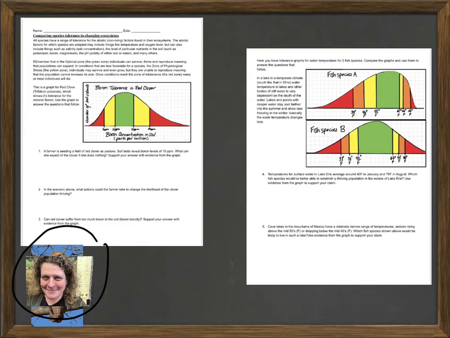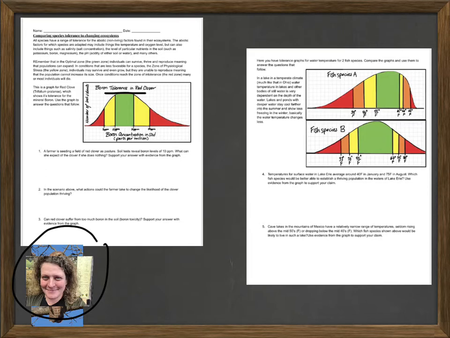So when you look at any chart or graph, make sure that you read all the information that's there. So the graph on the first page is titled Boron Tolerance in Red Clover. So we know we're talking about red clover, and we know we're talking about how red clover takes boron, whatever boron is. It's a mineral. Anyway, the x-axis is labeled boron concentration in soil, and the units are parts per million. And the y-axis is labeled number of individuals. So you already know that wherever you are on the y-axis at the top of this curve is going to be the maximum number of individuals that you would expect to find.